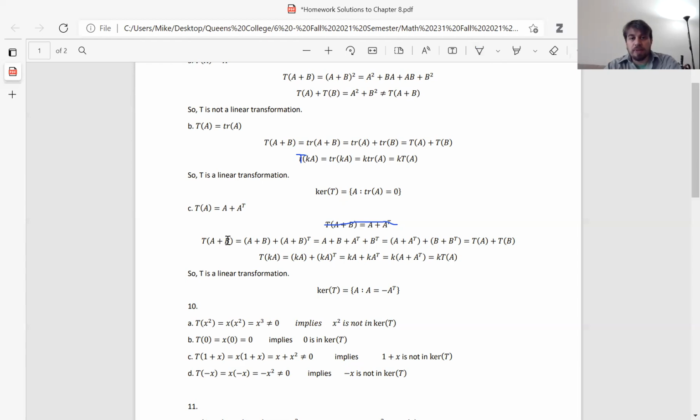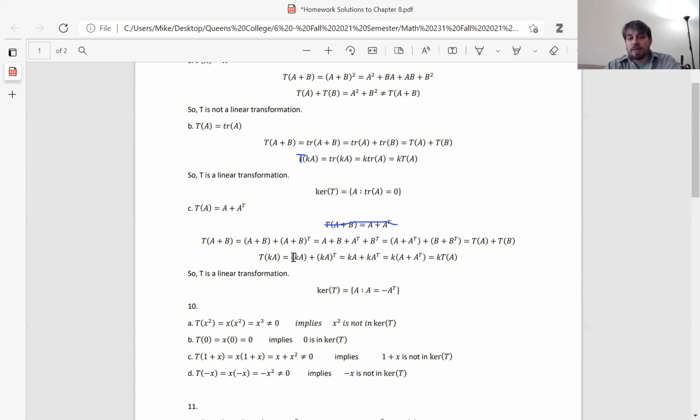Okay, so T of A plus B is equal to (A plus B) plus (A plus B) transpose. That's equal to A plus B plus A transpose plus B transpose. That's equal to A plus A transpose plus B plus B transpose. That's equal to T of A plus T of B. So T of A plus B equals T of A plus T of B.